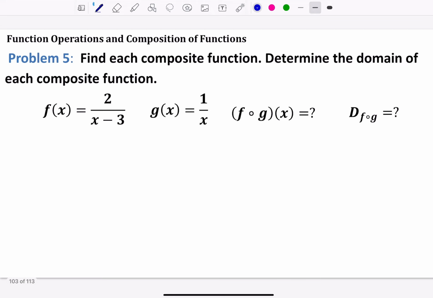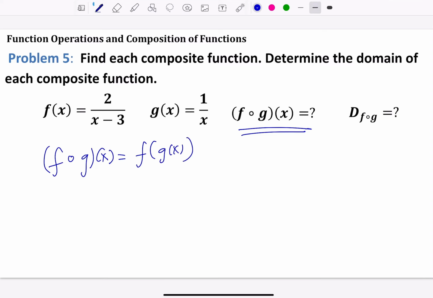Let's see another example. Find the composite function and determine the domain of the composite function. Now we have to be a little careful with the domain because we have fractions involved here. So first of all, let's find the composite function f of g of x. Inside my f function, the new x is going to be g of x, which is 1 over x.